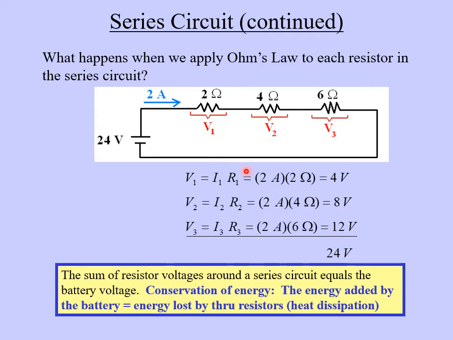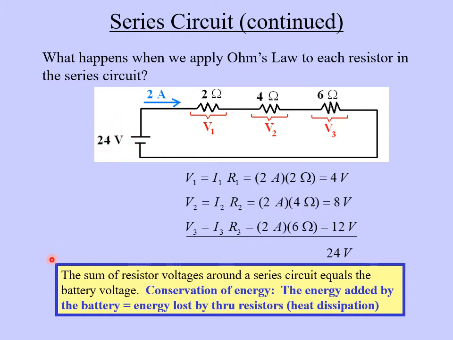So let's go ahead and add these 3 voltages together as we go around this loop. So 4 plus 8 plus 12 is 24 volts. And this is not a coincidence. 24 volts is the same voltage that we see over here with the battery.